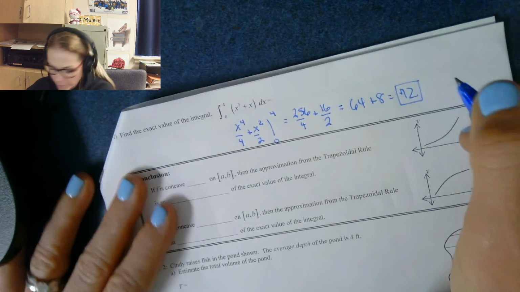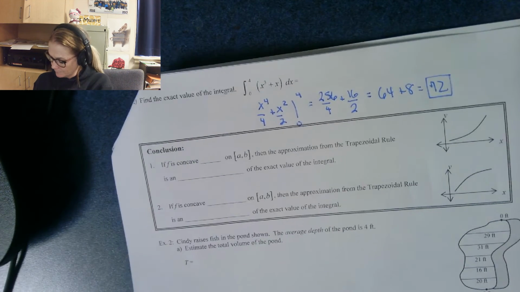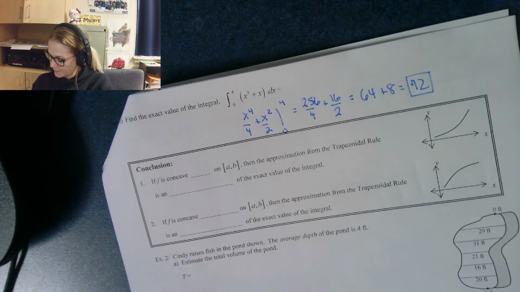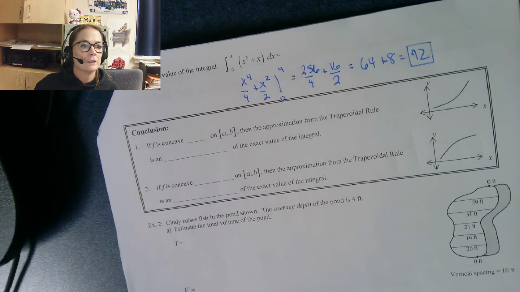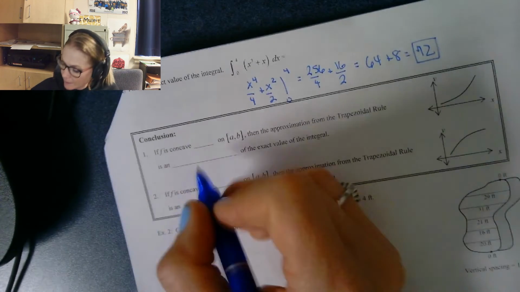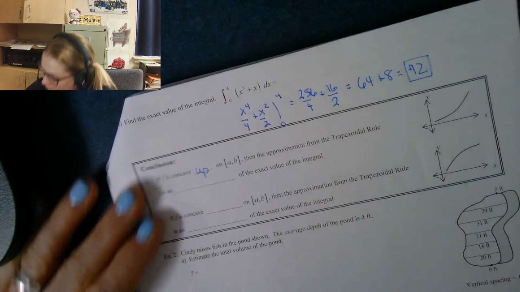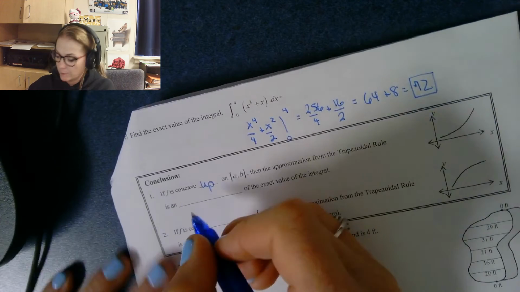So what do we get on the other page? 76, I think. Yeah, 76. So pretty good. Not too bad there. Okay, so conclusion. If f is concave up, then the approximation from the trapezoid rule is an overestimate.